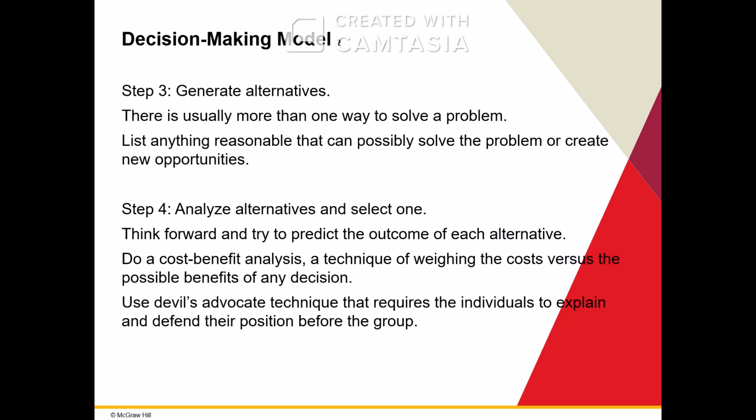Then we have to generate alternatives. If alternative A didn't work, what is B and C? We have to have alternatives. So there is usually more than one way to solve a problem and list the possible and reasonable solutions. Then in step 4, analyze alternatives and select one. Think forward and try to predict the outcome of each alternative. Of course, you have to analyze each alternative to understand what is the best, what are their outcomes, advantages, disadvantages, which one will cause us less harm. So do a cost-benefit analysis, a technique of weighting the cost versus the possible benefit of a decision.